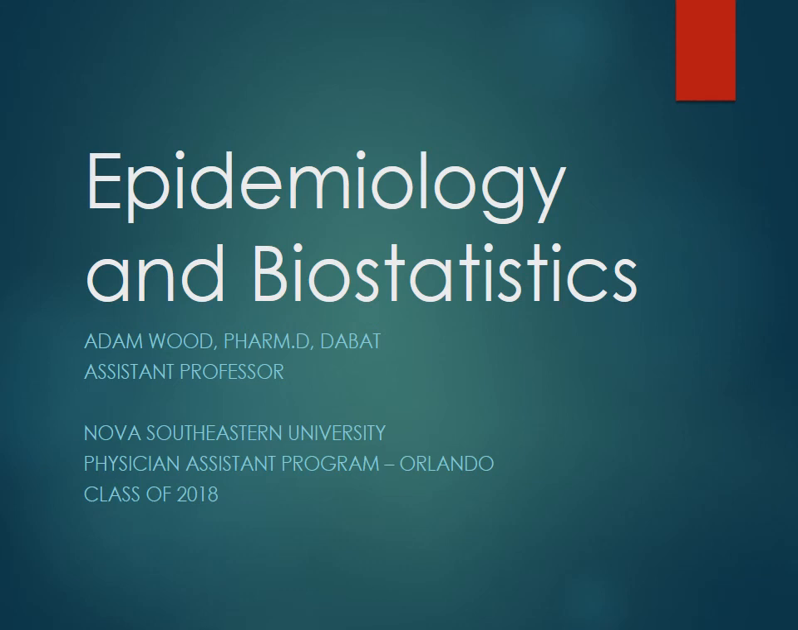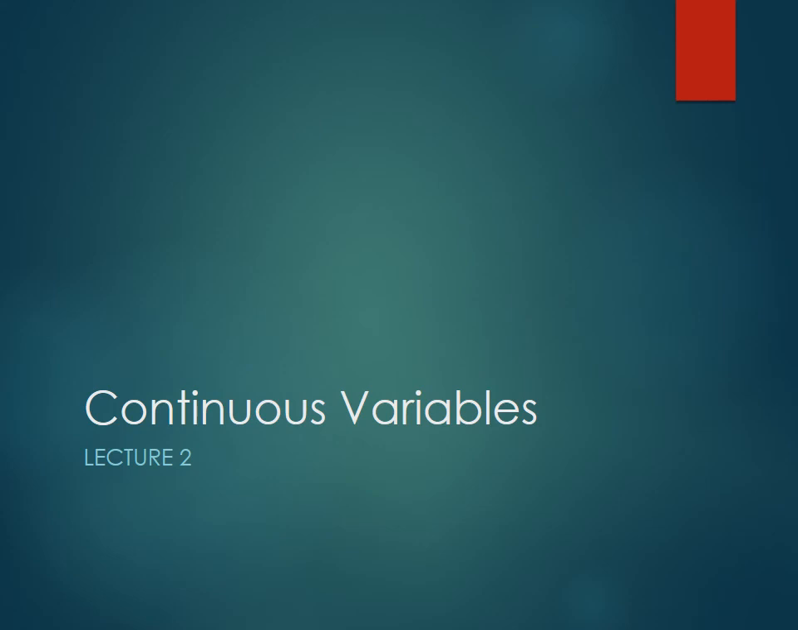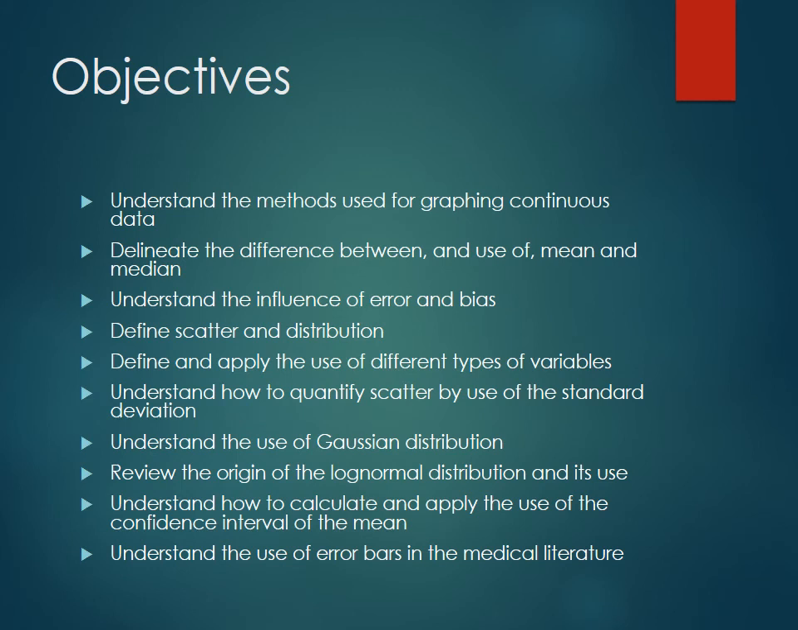We're going to continue on with our second lecture, which will be about variables, many of those being of the continuous nature. Don't all get excited. Okay, so some of the objectives we'll look at today, I might not be able to finish all these, so we'll find out. We want to understand some of the methods used for graphing continuous data, and delineate some of the differences between the use of and the meaning of means and medians, which I'm sure a lot of you already know, but we'll talk a little bit more about those.